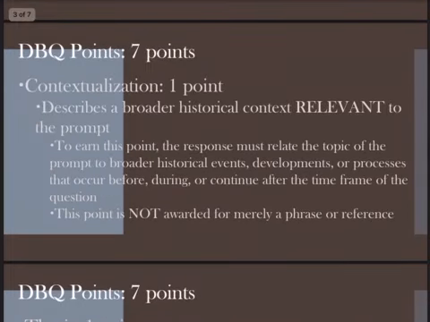So, the 7 points that you could earn in the DBQ essay start with contextualization. And this describes the broader historical context relevant to the prompt. And in order to earn this point, the response must relate the topic of the prompt to broader historical events, developments, or processes that occur before, during, or even continue after the time frame of the question. This point is not awarded for merely a phrase or a reference. It must be specific, detailed information and an explanation of events, developments, or processes.